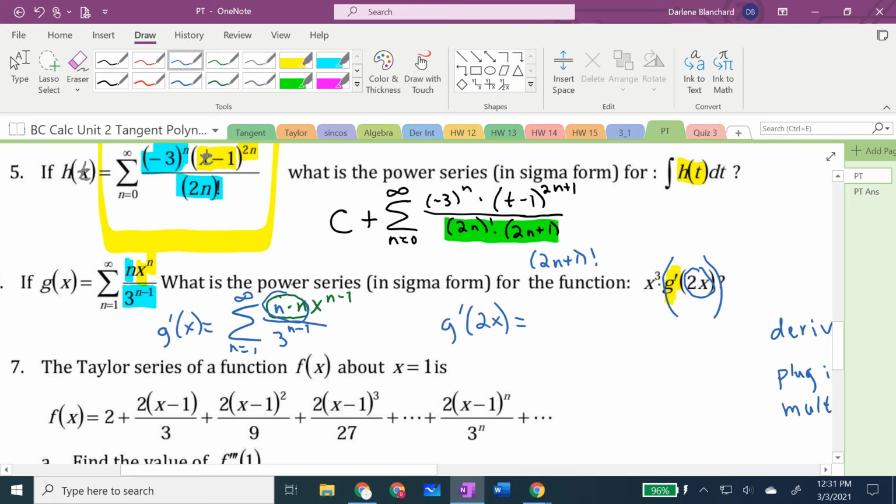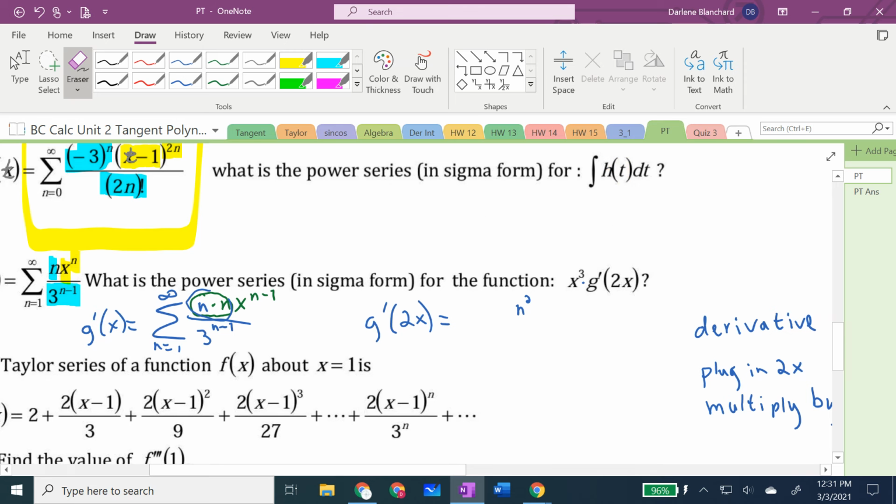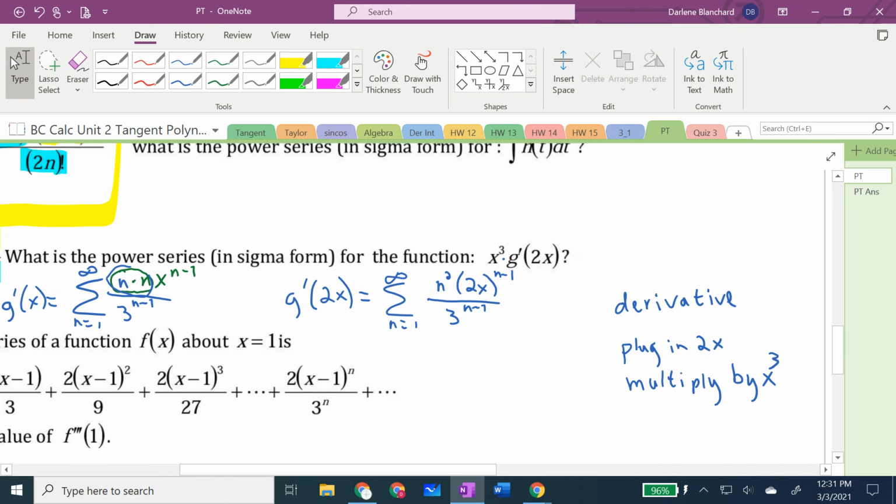So I'm going to take the n squared, and let me get some of this out of the way so it doesn't interfere. So the n squared, substituting into the x, a 2x, but you've got to separate the multiplication so that you can properly deal with bringing x cubed in.